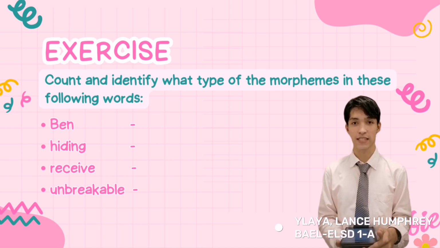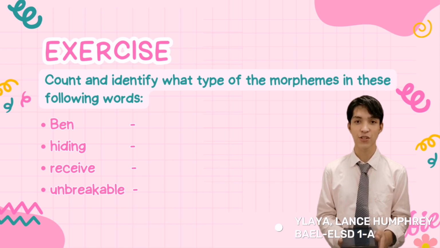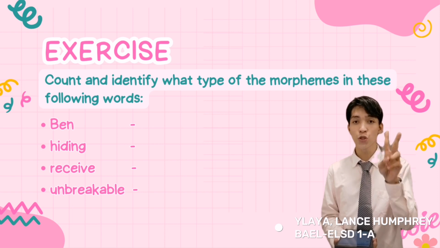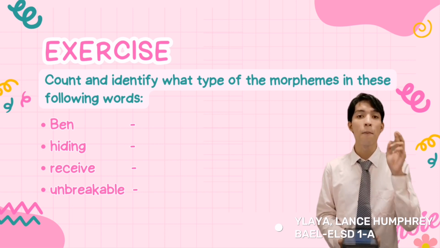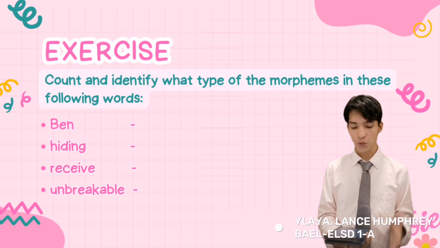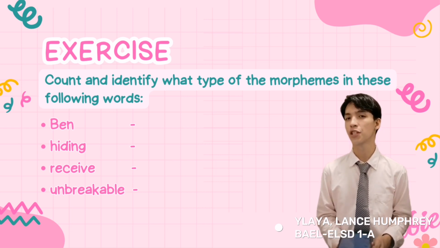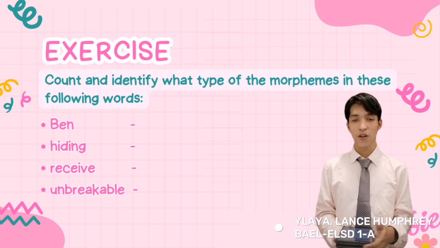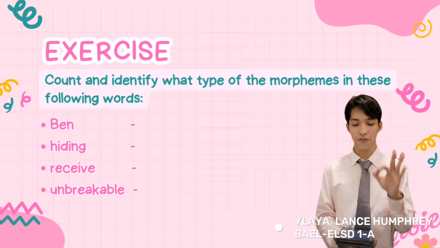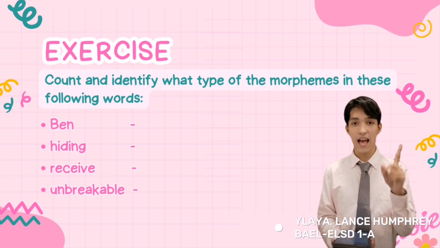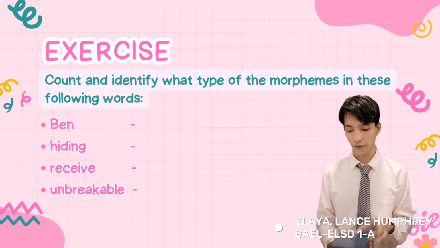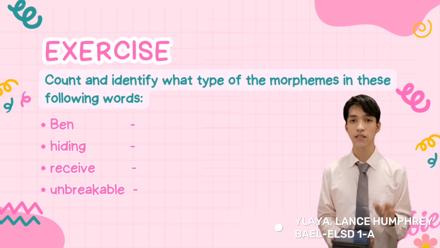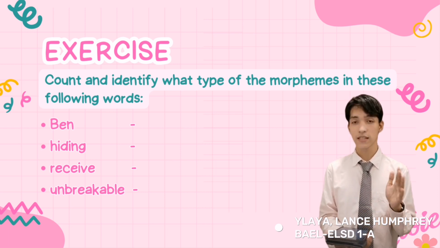The word is receive. I'll give you another 3 seconds to answer that word. You're right. There are 2 morphemes which are both bound morphemes. And the last word is unbreakable. I'll give you another 3 seconds to answer. Impressive. You're correct. There are 3 morphemes. The prefix un is the first morpheme, which is a bound morpheme, and the free morpheme there is break, and the suffix is able. That is a bound morpheme.